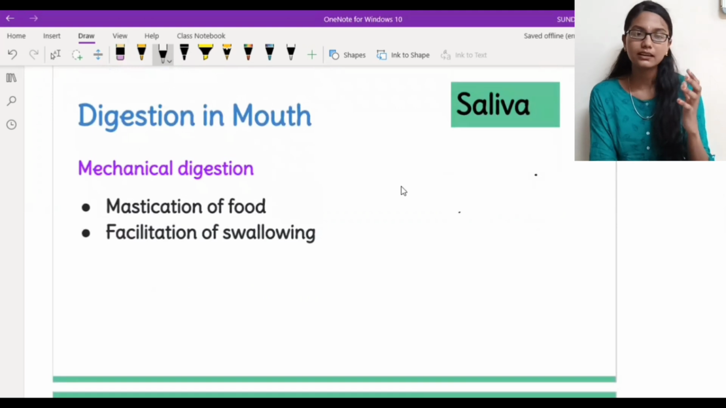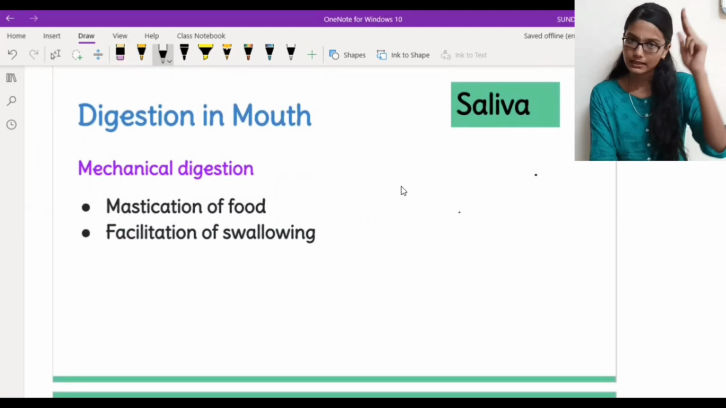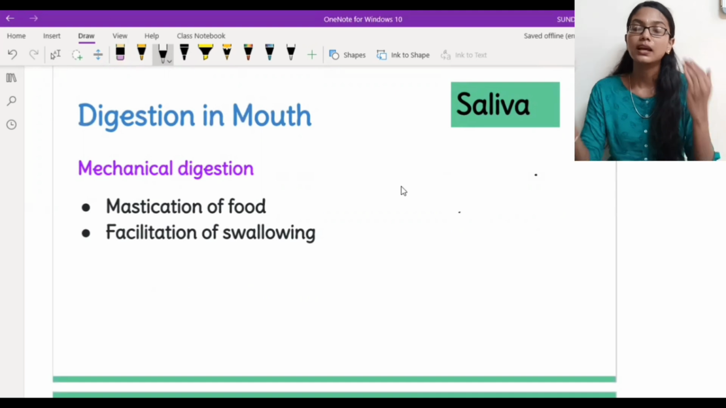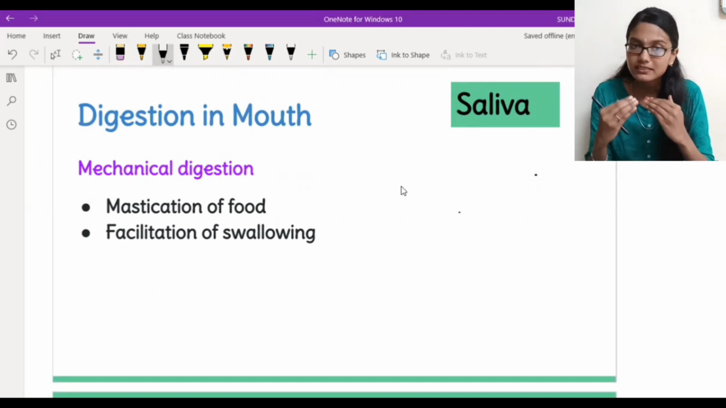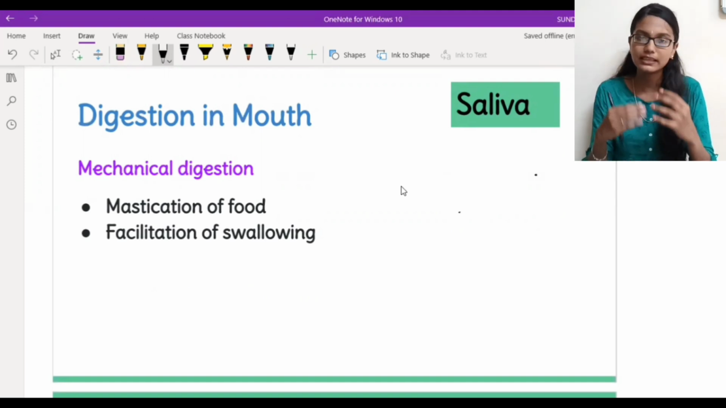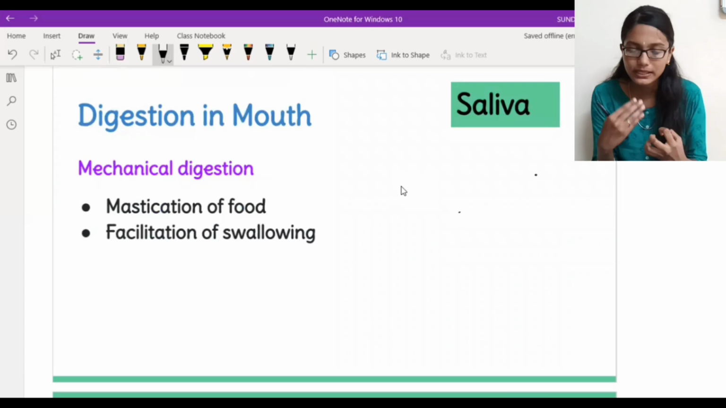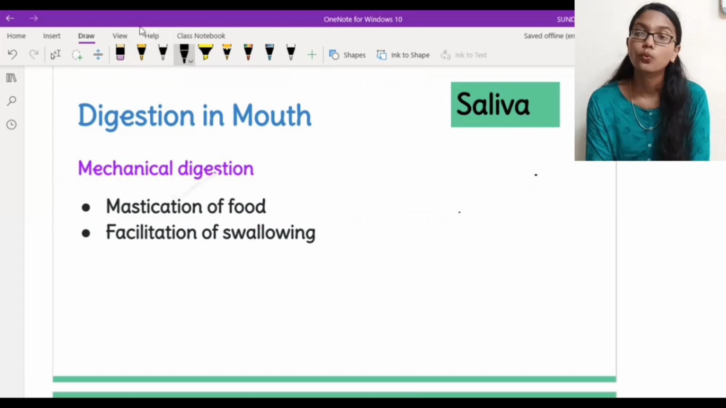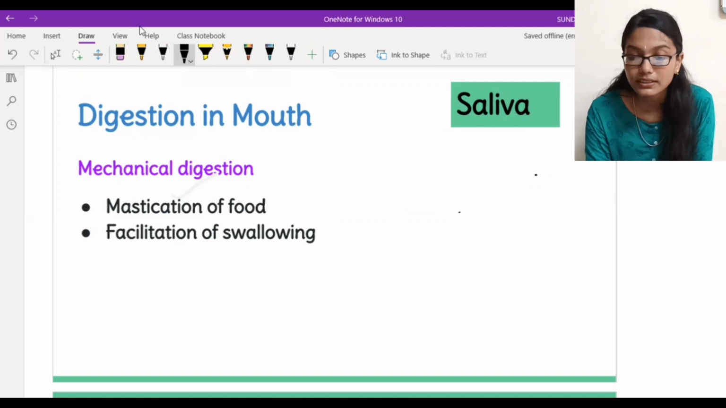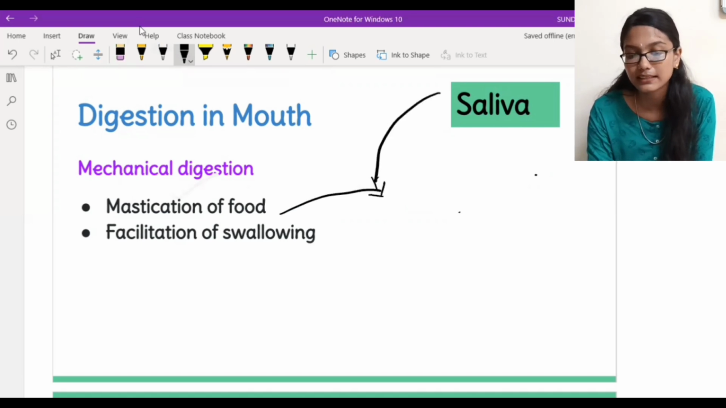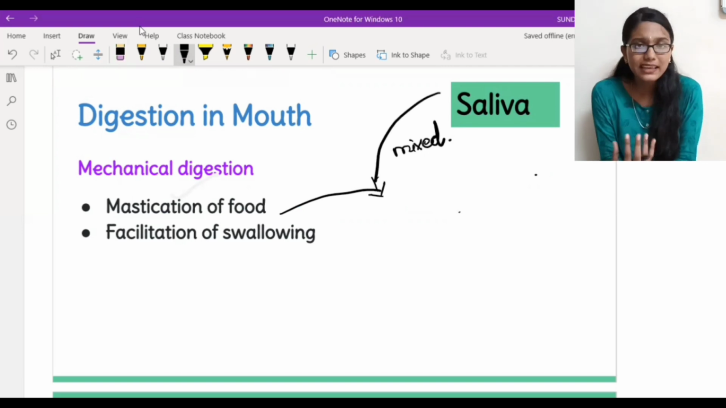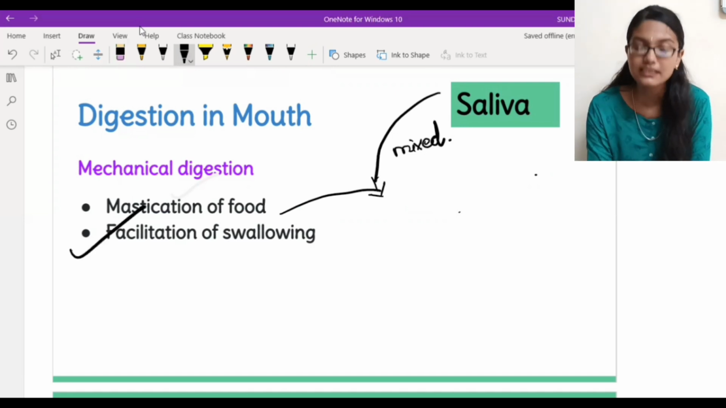In the mouth, there are two major processes involved, mechanical digestion and chemical digestion. First, we'll study mechanical digestion. Here, we chew the food and mix it thoroughly. We break the food by chewing it and mix it thoroughly by chewing it. We call this process mastication. Why? Because this is where the food is mixed completely with the saliva, so the saliva adheres to the food particles. Why is this happening? Because it facilitates the swallowing process.